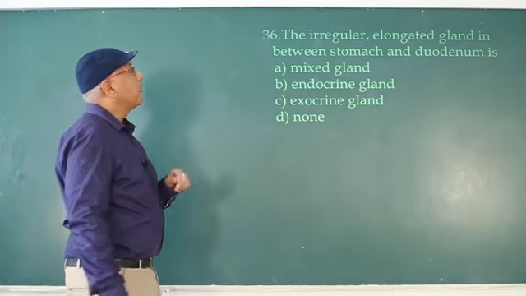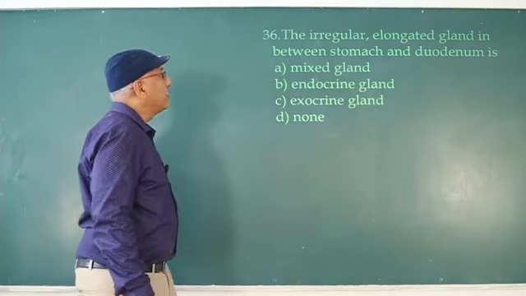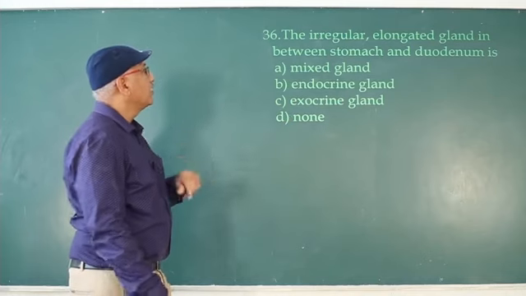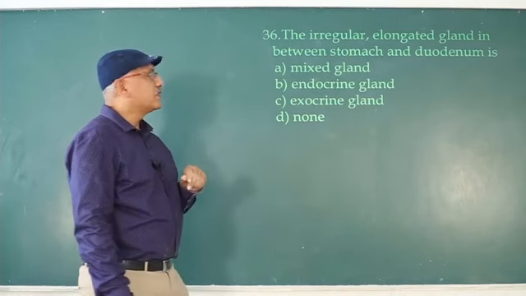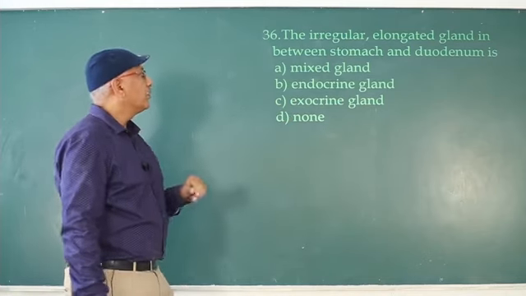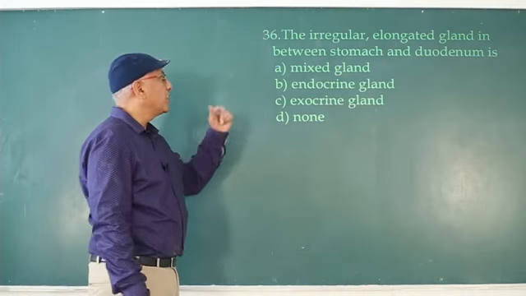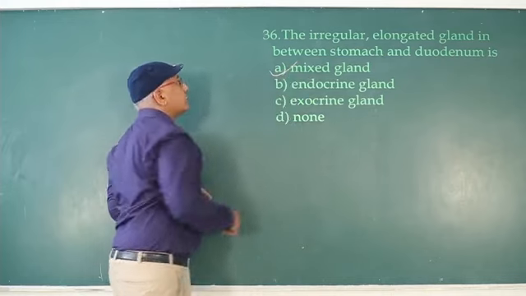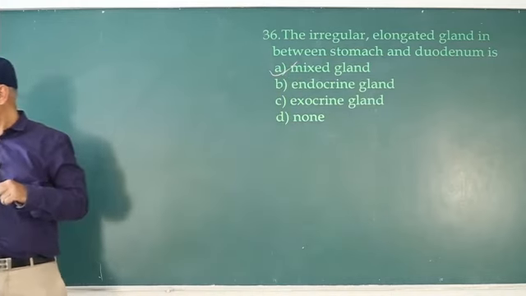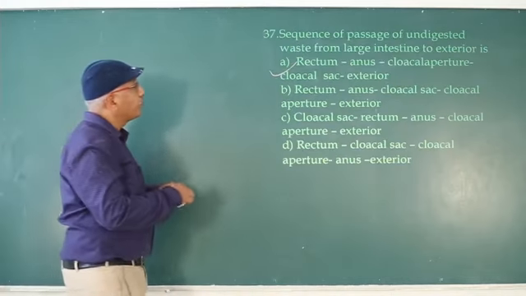Next question. The irregular elongated gland in between stomach and duodenum is the pancreas, so that is a mixed gland. Why is it known as a mixed gland? Partly endocrine, partly exocrine. Mixed gland. Next question.